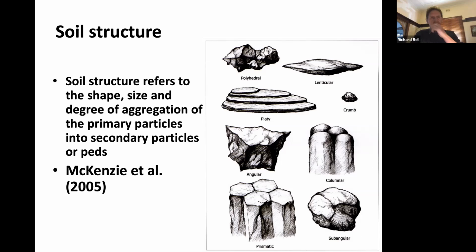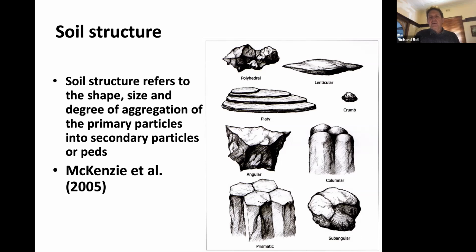But soil structure is where the sand, silt, and clay get reorganized into secondary particles, which we sometimes call peds or aggregates. And the extent to which that happens in the soil determines how well structured the soil is. Now, we have a lot of sands or sandy A horizons in Western Australia, and sandy soils don't form good soil structure.